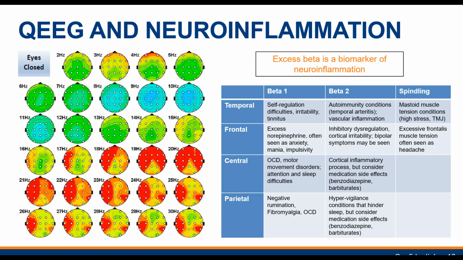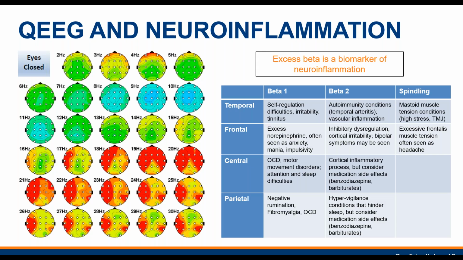And finally, when we get to the back of the head, the parietal lobe, really we see patterns of negative rumination. Fibromyalgia can show up here, as well as OCD. And when you creep into beta 2, we're dealing with hypervigilance conditions that hinder sleep. So you can tend to think of neuroinflammation as sometimes being correlated with kind of go, go, go mode, which oftentimes, when we're dealing with a patient with stress, if you viewed our stress webinar, stress can show up in the same way as neuroinflammation.